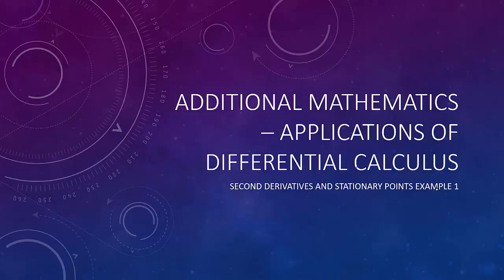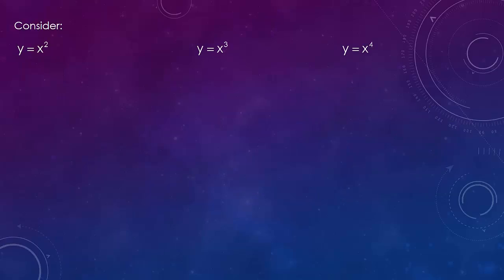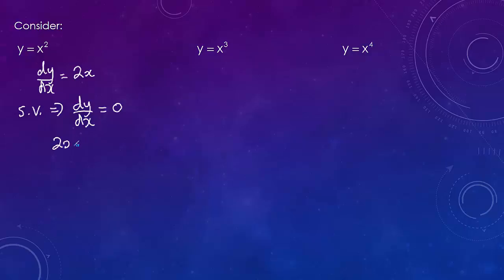Second derivatives and stationary points, example 1. Now this is just to illustrate what we were saying about d2y dx squared being equal to 0. So y equals x squared. If we differentiate that, dy dx is 2x. Now for any of the stationary values, we need dy dx to be equal to 0. So 2x is equal to 0 means x is equal to 0.